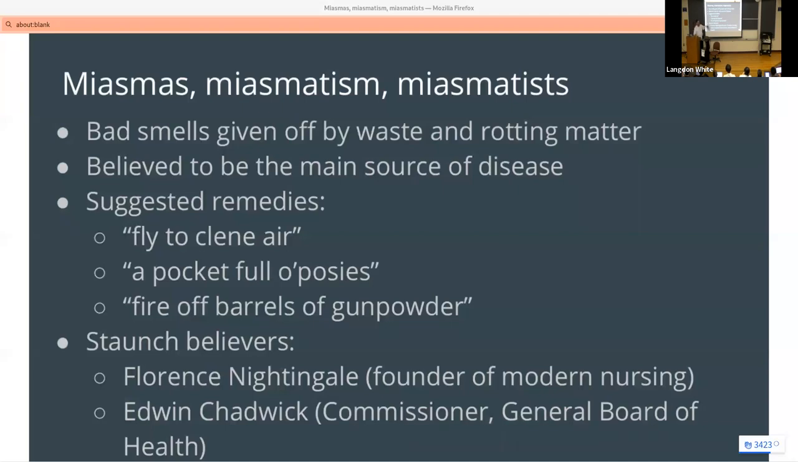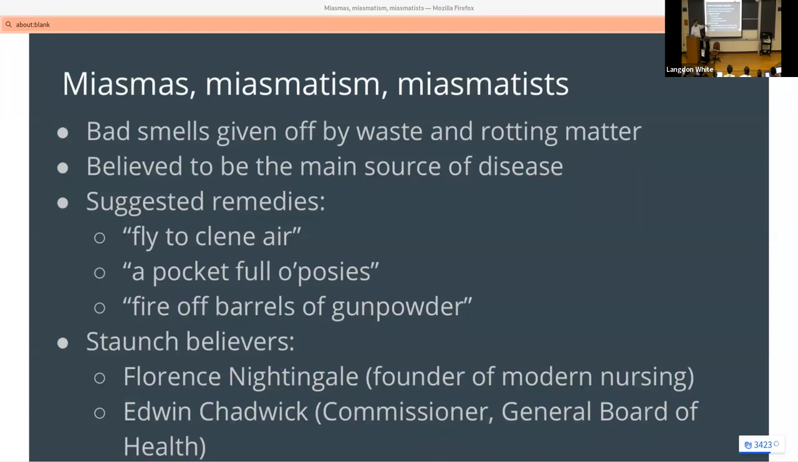Another remedy they would try was to fire off barrels of gunpowder, so you would have the smell of gunpowder in the air, which would knock out the bad smells that were causing cholera. And you've probably heard of Florence Nightingale, right? Anybody heard of Florence Nightingale? Any hands? All right.